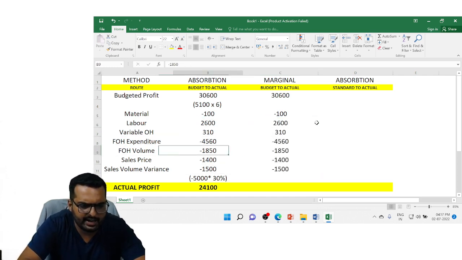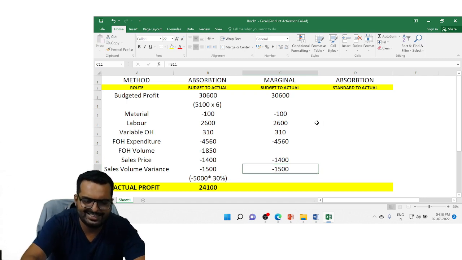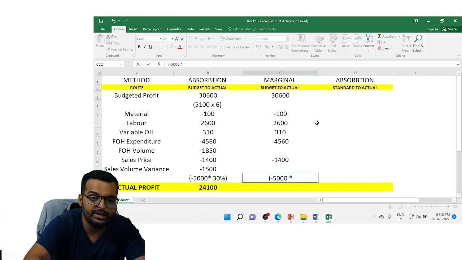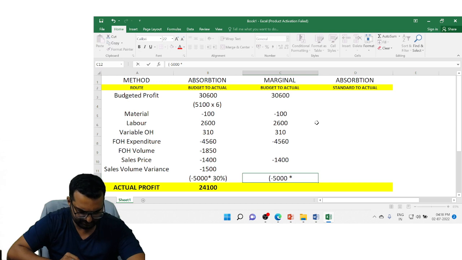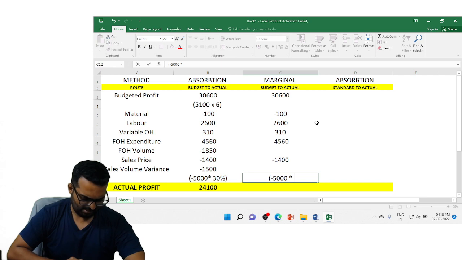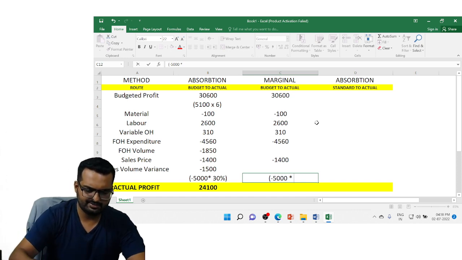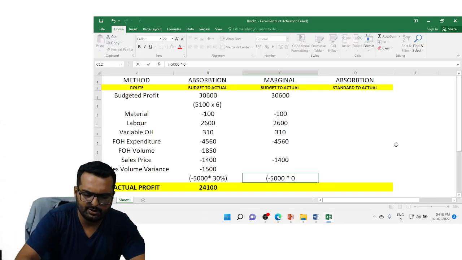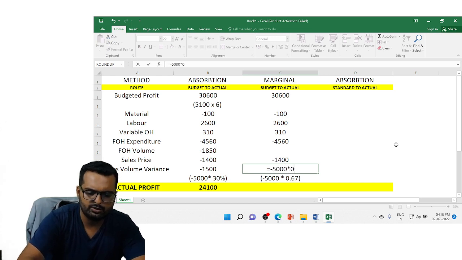Change number one, I will remove the volume variance. Change number two, here I'll put the formula as 5000 into PV ratio because it's marginal costing. Everyone tell me what is the PV ratio? It is 67%, right? Yes, it is 67%. So it will be 5000 into 0.67.